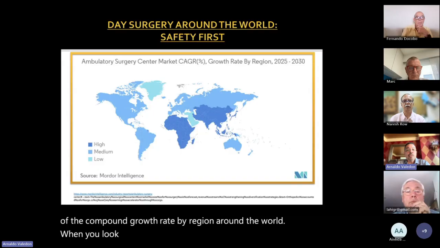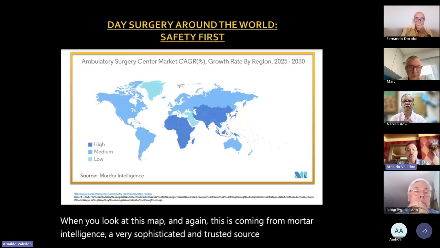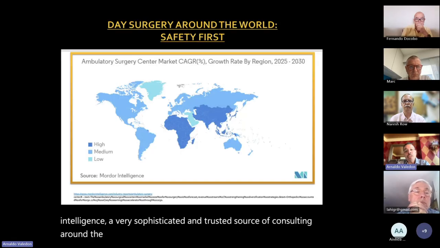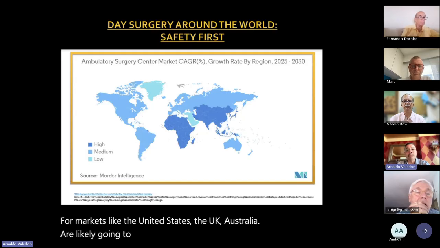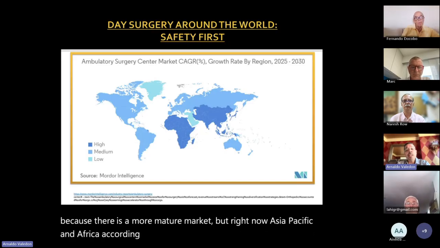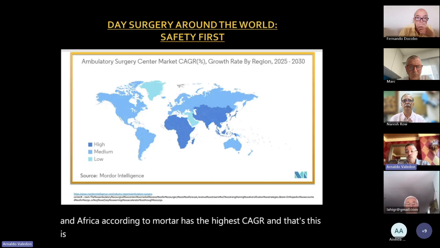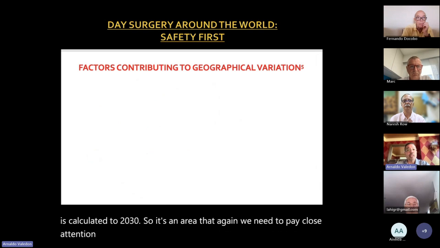When you look at this map, and again, this is coming from Mordor Intelligence, a very sophisticated and trusted source of consulting around the world. Countries with more mature markets like the United States, the UK, Australia are likely going to have a medium to low growth rate because it is a more mature market. But right now, Asia Pacific and Africa, according to Mordor, have the highest CAGR, and this is calculated to 2030. So it's an area that we need to pay close attention to and be able to help as much as we possibly can.